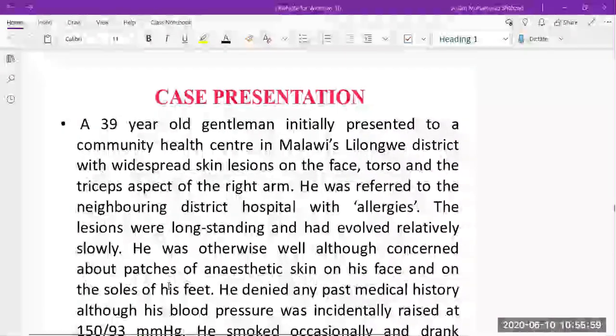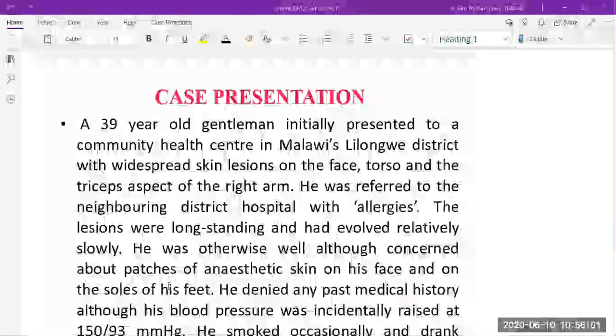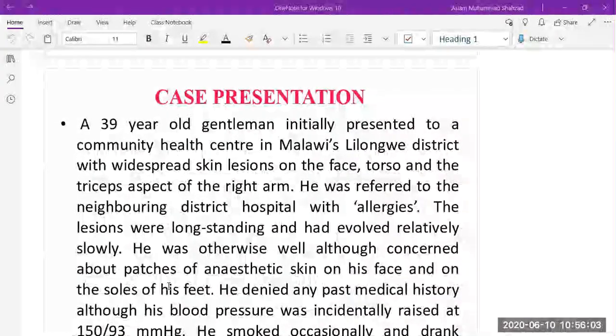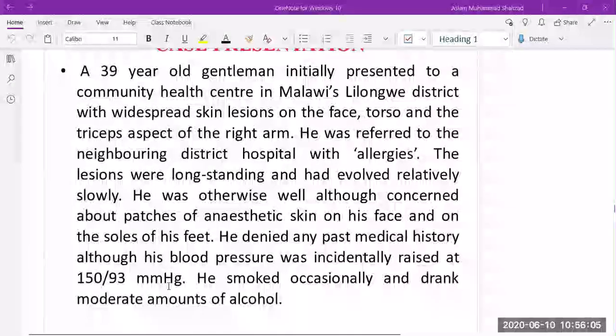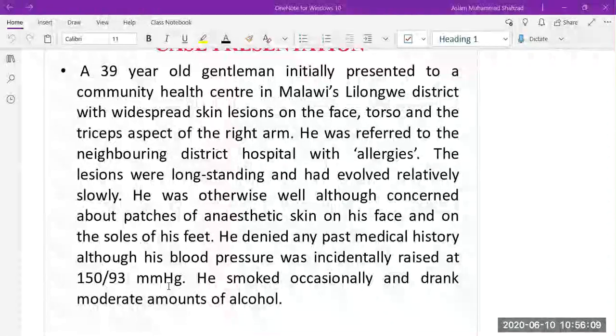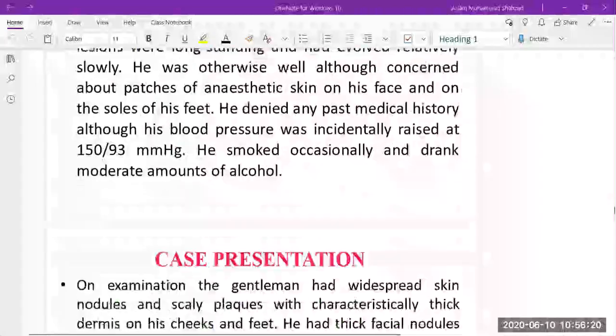He was otherwise well, though concerned about the patches of anesthetic skin on his face and on the soles of his feet. He denied any past medical history, although his blood pressure was incidentally raised at 150/93 mmHg. He smoked occasionally and drank a moderate amount of alcohol.